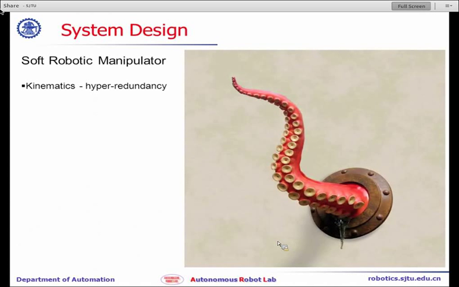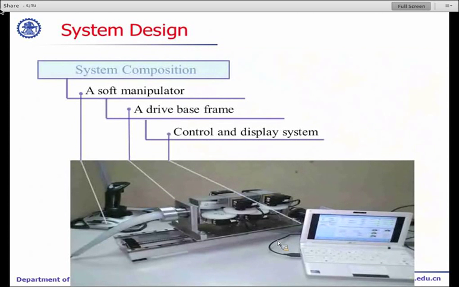So this is our system we designed in our lab. This system is mainly composed of three parts. We have the soft manipulator here, and also we have the driver base frame here, and also we have the control system with the laptop.